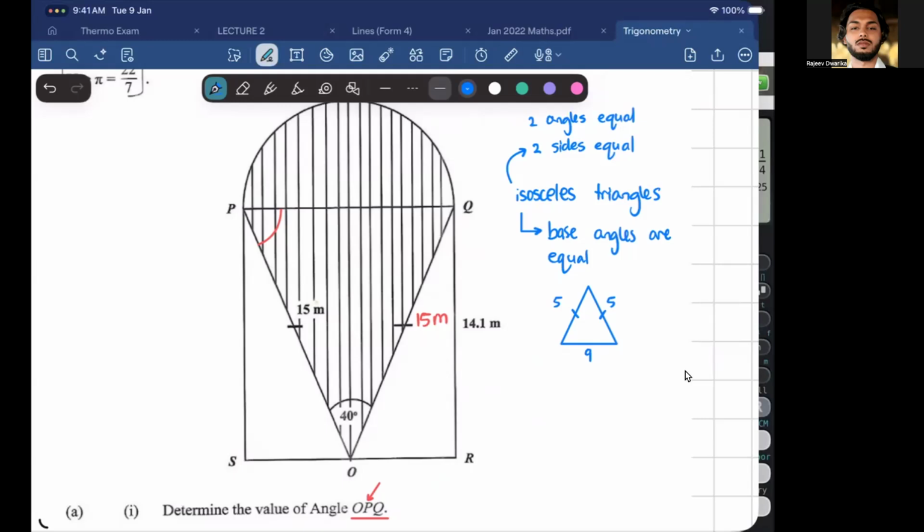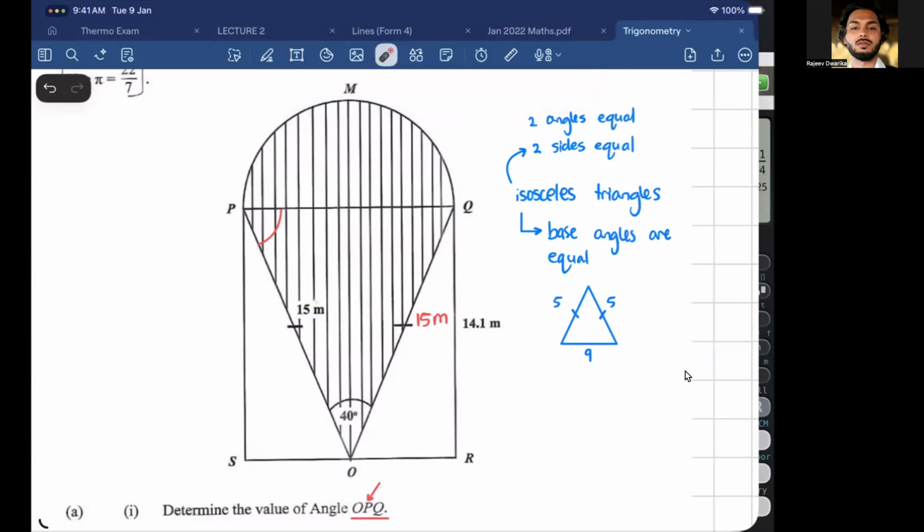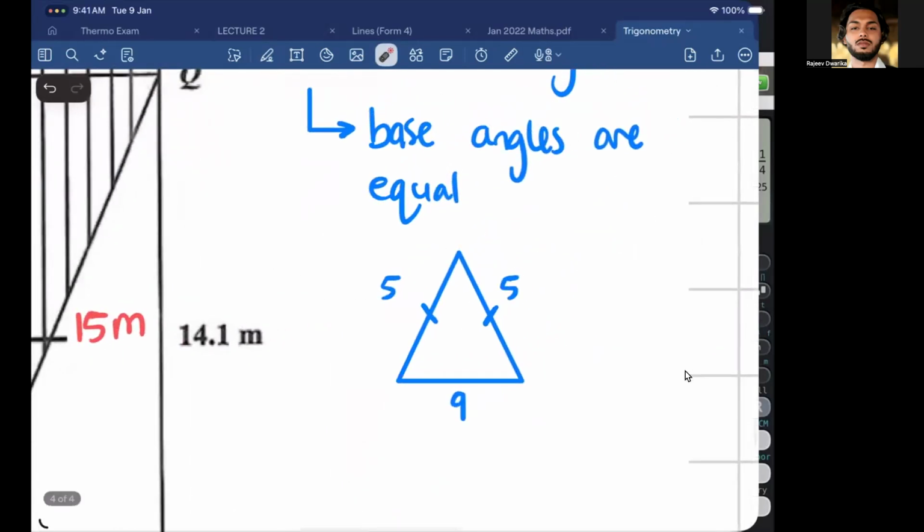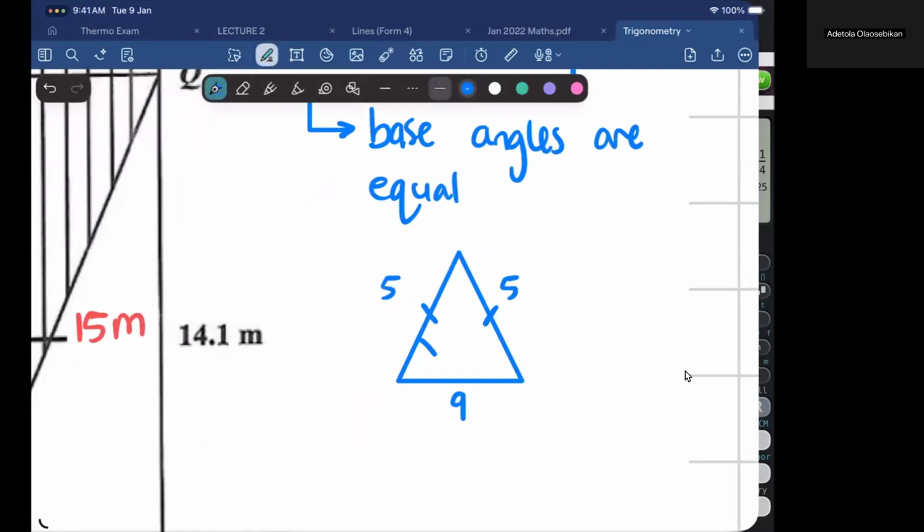Right? So I just corrected the homework, right? So Adetola, I was saying that an isosceles triangle has two equal sides and two equal angles. So let me show you what I mean. You can see the sides are equal over here. Right. The angles at the base would also be equal. So you see these two angles here? They will be the same.